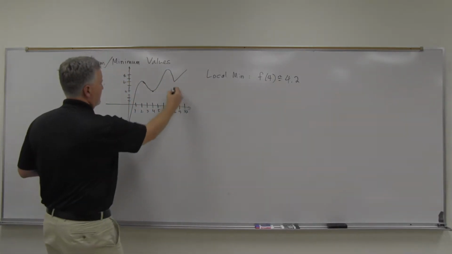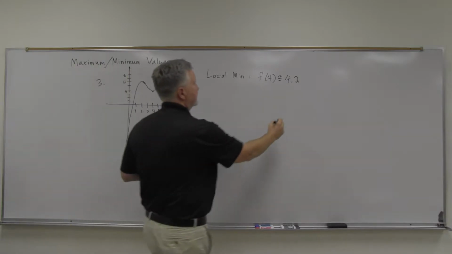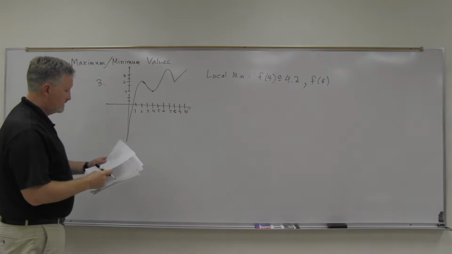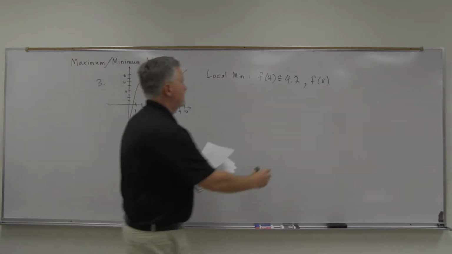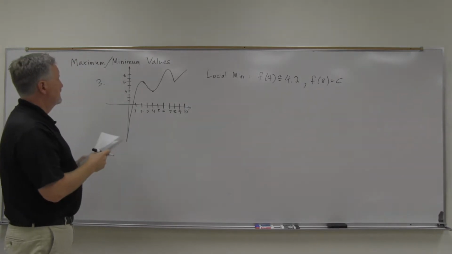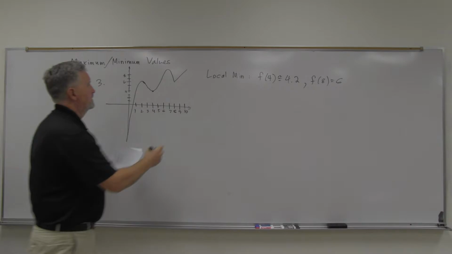Anything else? Yeah, we've got another low point here. So the function value there, f of 8, will be another local min, right? And that's right on 6, I believe. Well, that's good, 6. Any others? I think that's our local mins.